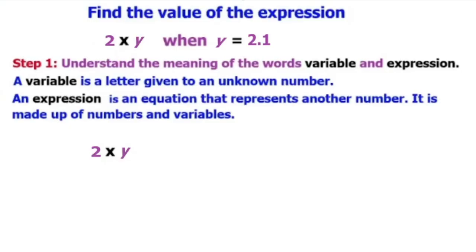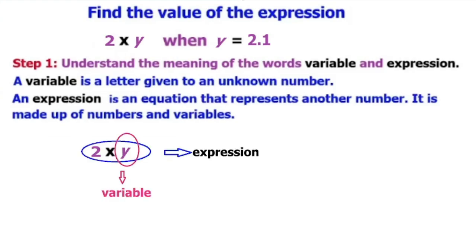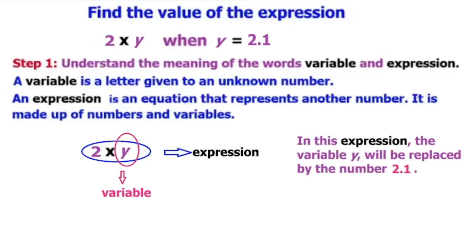So let's write that again, and let's circle what we know. This is the expression, and then this is the variable. It's an unknown. But in this problem, they're saying that you need to put y equal to 2.1. So in this expression, the variable y will be replaced by the number 2.1. Replace the variable with the number 2.1.